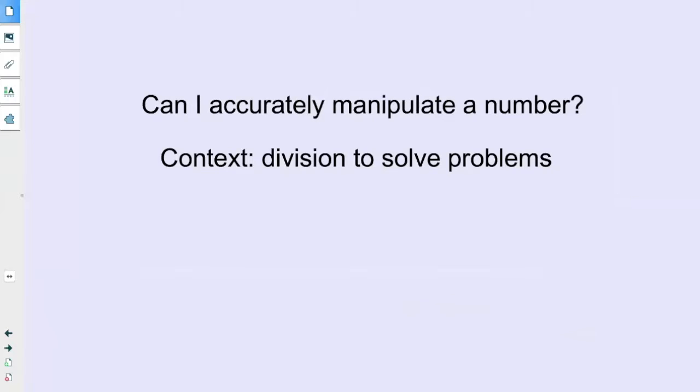Can I accurately manipulate a number? Again, if we're accurate, we're really precise and correct. And if we're manipulating, we're changing a number. And once again, we're making that number smaller through division. This time, we're using our knowledge that we learned yesterday to solve problems.